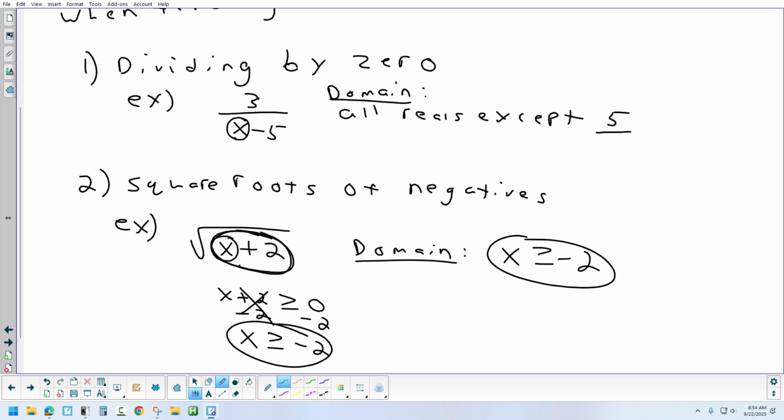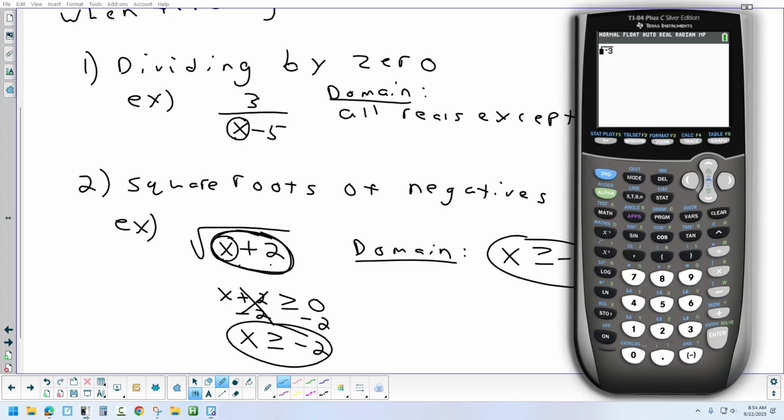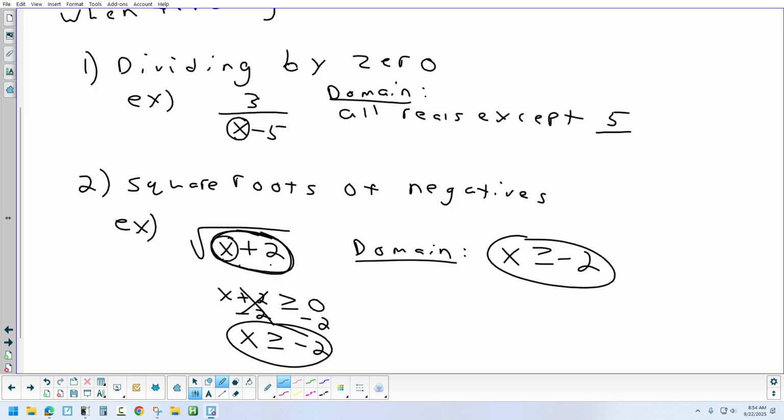That's the domain in this one. All right. Let's say you pick something that's not -2 or higher. Pick -3. What's -3 plus 2? -1. And if you try to take the square root of -1, it's going to tell you that you don't get a real answer. Okay. So those are the 2 issues we have to look for when we're finding domain. Make sure we never divide by 0, and make sure we never plug in a number that would cause us to take the square root of a negative.